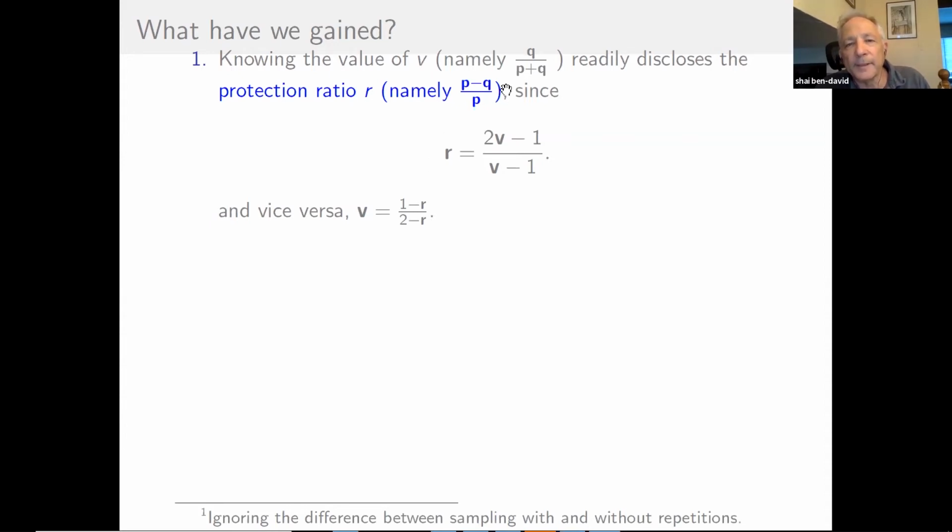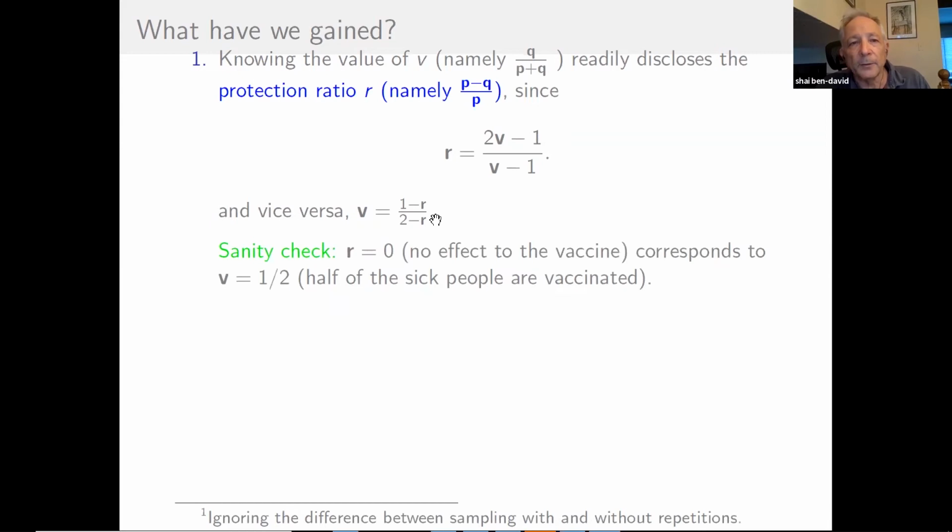So there is a very simple formula that translates between the two. So if we know this V, we would also be able to estimate the protection ratio. The other thing that we gain, we can do a sanity check here: say if the protection ratio is 0, the vaccine does nothing.